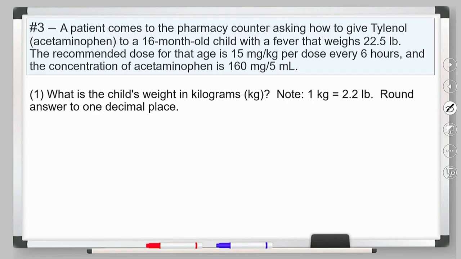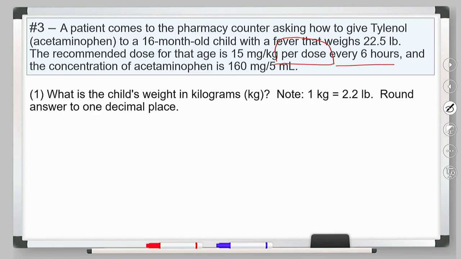The other thing that I will tell you that is the number one cause of problems on the exam is this: per dose every 6 hours. So this person is getting 15 milligrams per kilogram. Is that for the entire day divided into 4 doses? Or is that the amount that they need to get every dose? And that amount is going to be repeated 4 times a day. I will give it to you either way on the exam.